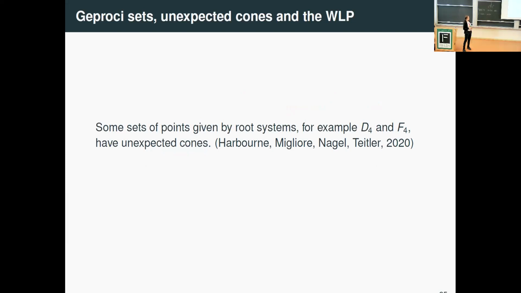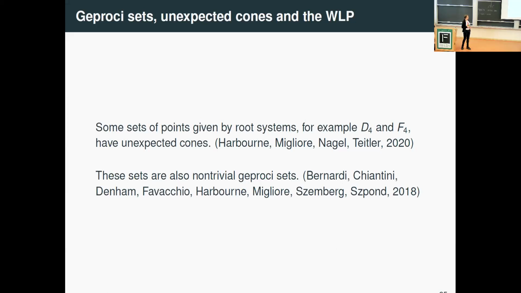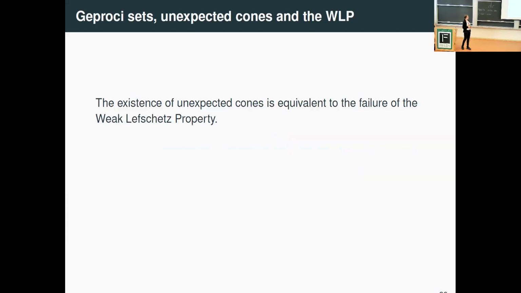I have shown you the sets D4 and F4. These sets come from the root systems, and they are proved to have unexpected cones. This is a paper of Harbourne, Migliore, Nagel, and Teitler, published in 2012. And these sets are also non-trivial Geproci sets, which is shown in the paper. So the existence of the unexpected cones is equivalent to the failure of the weak Lefschetz property.